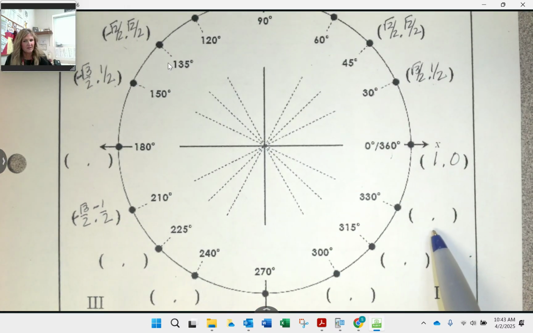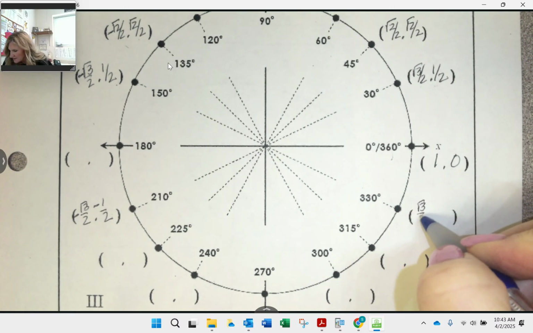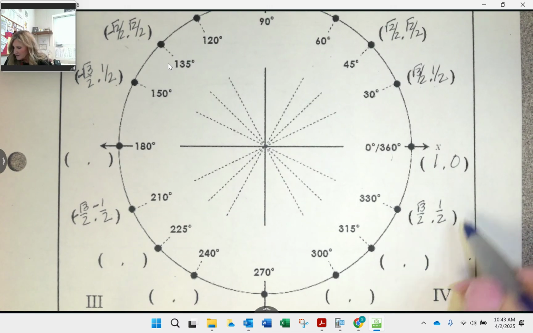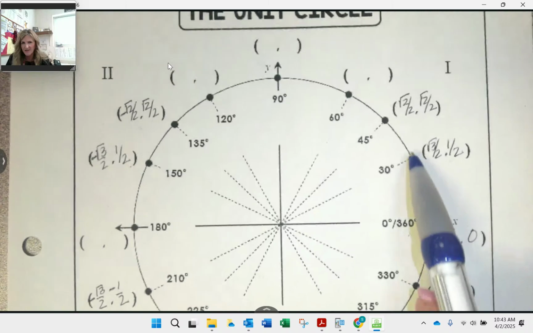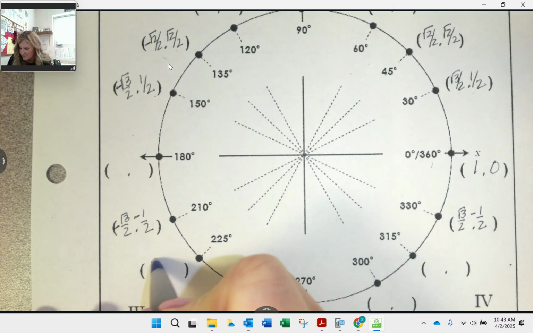What's another one with a 30-degree reference? 330. What's going to be negative there? Just the y, right? Okay, I should do all my 45s now. I got that, I got that. Here's another 45.